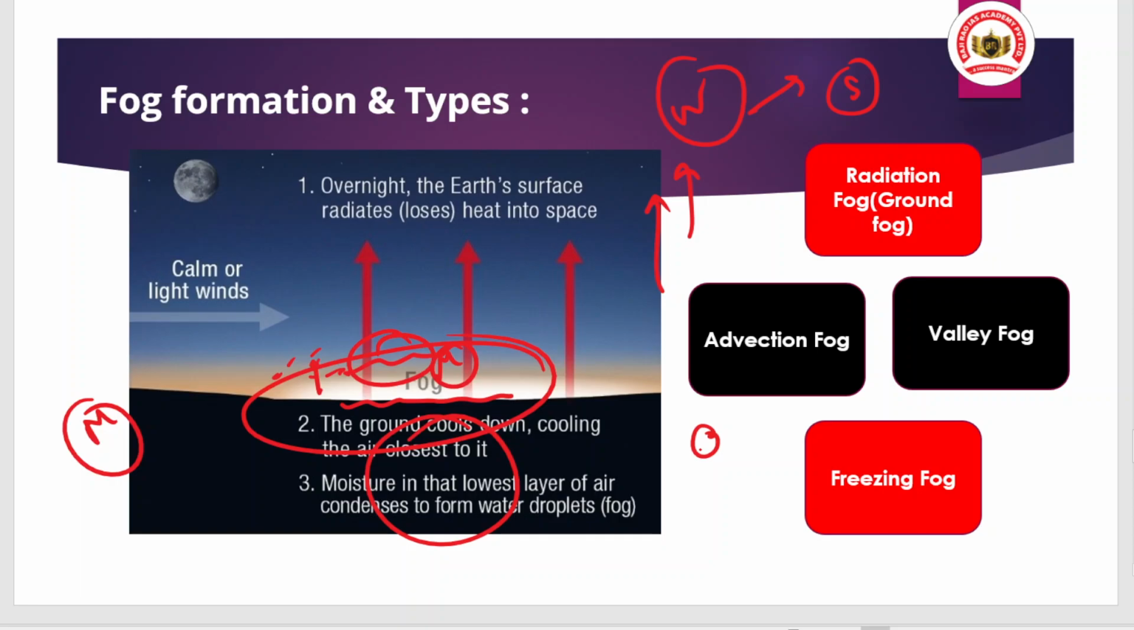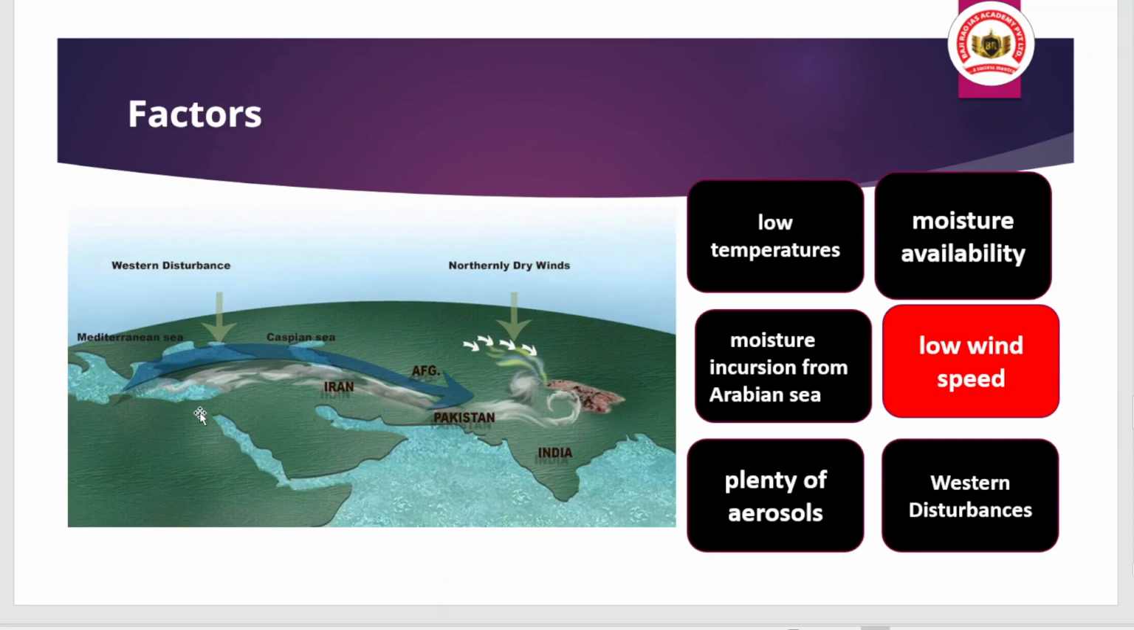So that is the basic phenomenon. Hope you understood. And moisture can come from western disturbances as well. Moisture can come from the winds brought from the Arabian Sea or other locations. So the moisture source can be anything. But the main thing is the lowering of the temperature, and because of that, the condensation starts near the ground. So hope you understood. Now we are coming to the factors responsible for fog.